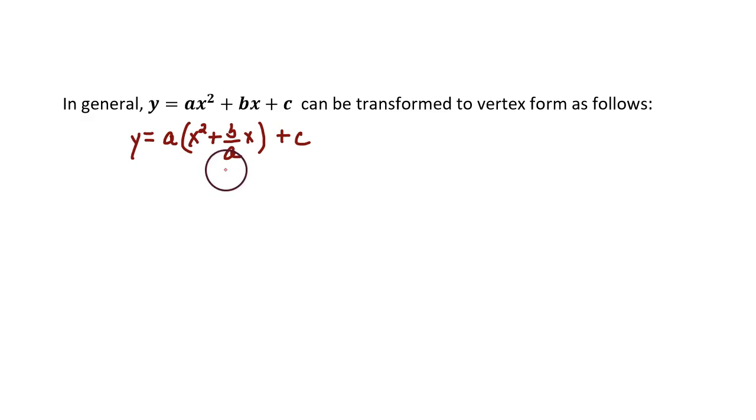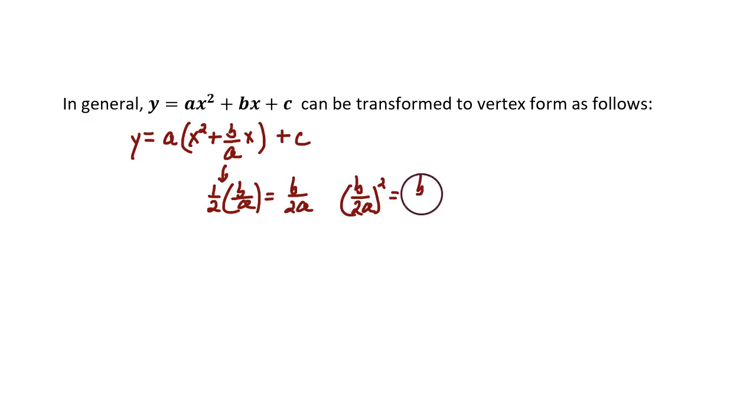Next, run through the completing the square process where you figure out half of the coefficient of x. That makes b over 2a. Then square the b over 2a. That makes b squared over 4a squared. That's the constant term that's in the perfect square trinomial. Let's rewrite our expression and insert that constant term.